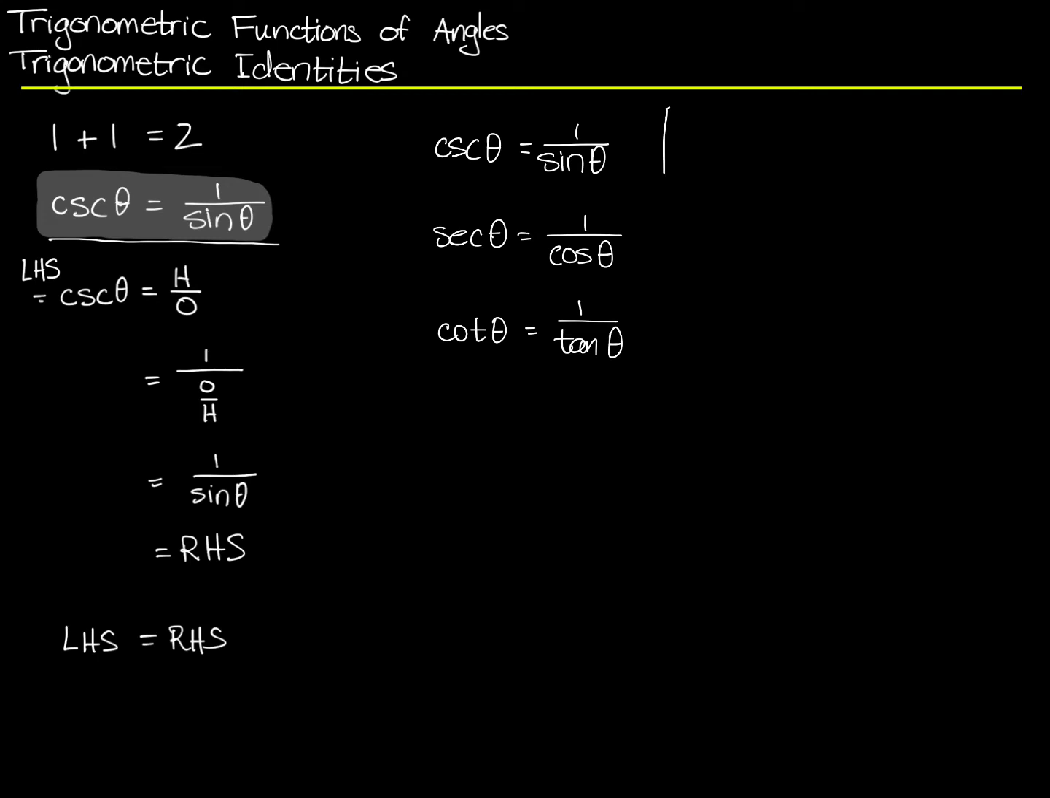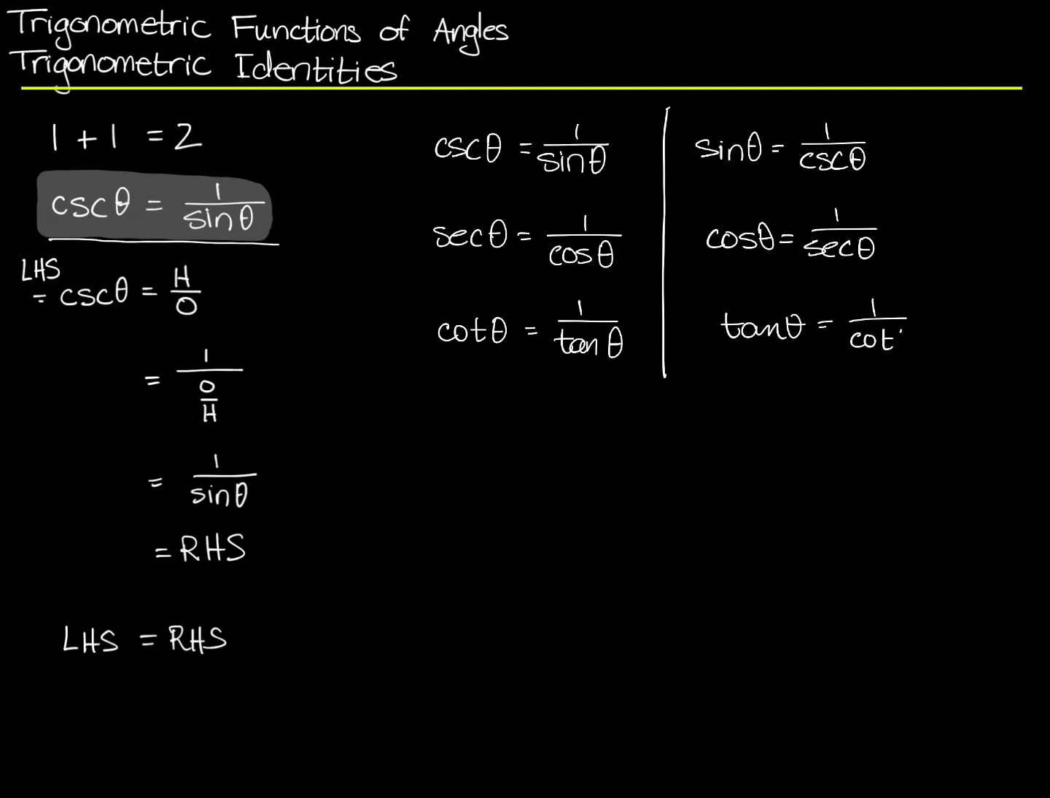Now, by virtue of the fact that these things are in fact reciprocals, I could also say that the sine of an angle is equal to 1 over the cosecant of the same angle, and so on. Cosine is 1 over secant, and tangent is 1 over cotangent. These are called the reciprocal identities. I think you could probably figure out why. There are actually a couple of others.